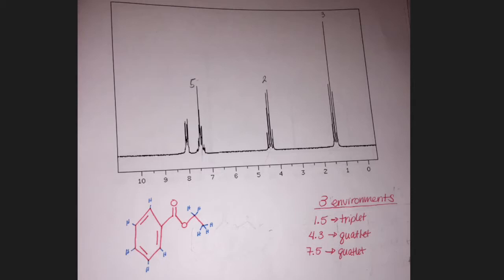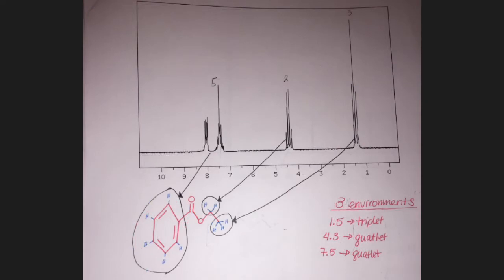to the HNMR spectrum. Okay, so first we'll look at the hydrogens on the benzene ring. We match that up with the peaks with the 5 integrations because there are 5 hydrogens in that one environment. Okay, next we're going to look at the middle section of hydrogen.